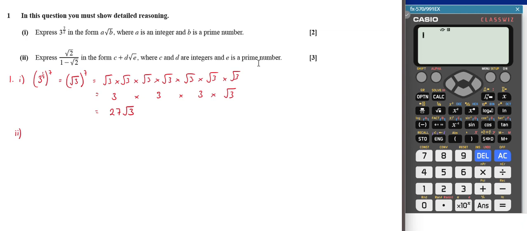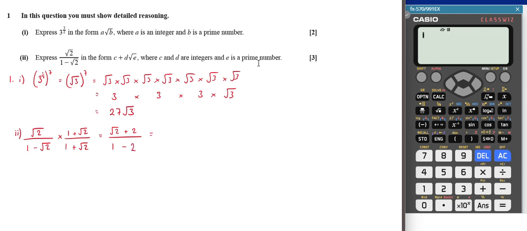Part 2, I've got root 2 over 1 minus root 2. I need to get rid of that denominator, so I'm going to rationalise the denominator, and this time I'm going to multiply by 1 plus root 2 over 1 plus root 2. It's that conjugate pair on the bottom, so we don't get those middle terms when we expand the brackets. So on the top, root 2 times 1 is root 2, and root 2 times root 2 is 2. On the bottom, it's a difference of 2 squares, or that conjugate pair. 1 times 1 is 1. Then I'm going to have minus root 2 squared, so that will be minus 2.